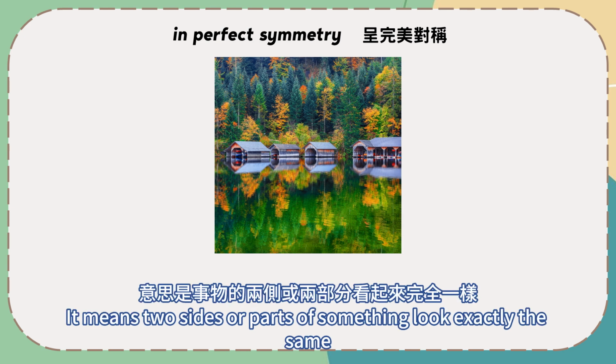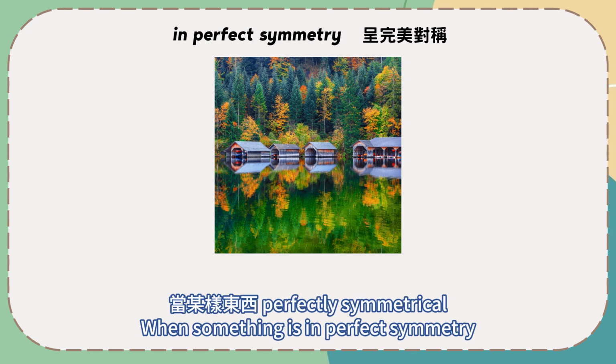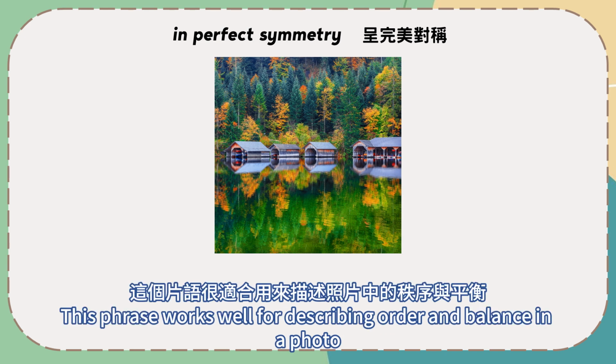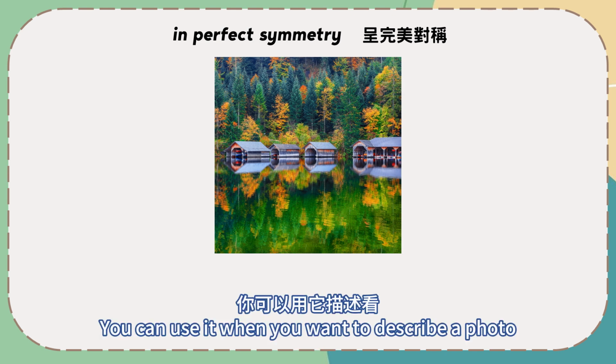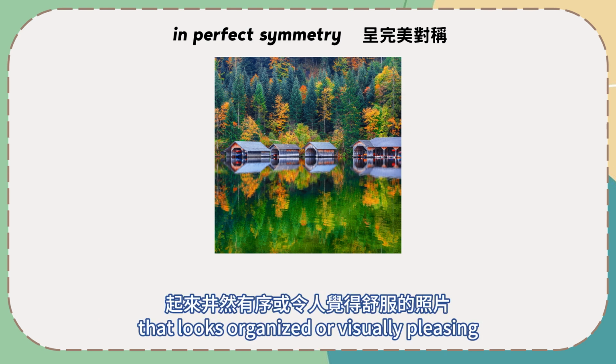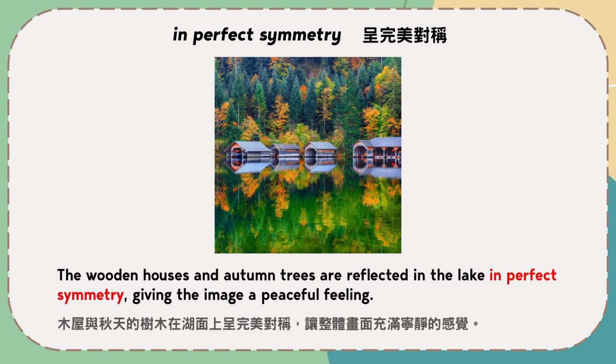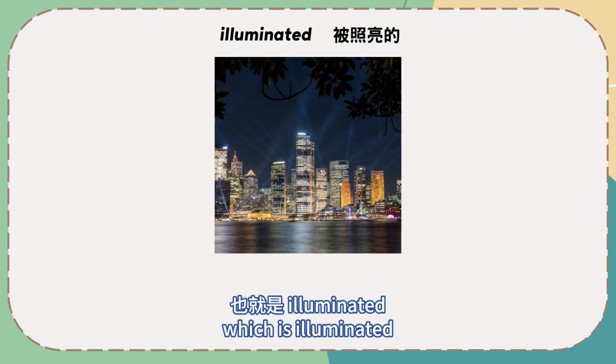Next, we have the phrase in perfect symmetry. It means two sides or parts of something look exactly the same. When something is in perfect symmetry, it feels harmonious, and neither side looks uneven. This phrase works well for describing order and balance in a photo. You can use it when you want to describe a photo that looks organized or visually pleasing, especially in architecture, nature, or design shots. The wooden houses and autumn trees are reflected in the lake in perfect symmetry, giving the image a peaceful feeling.